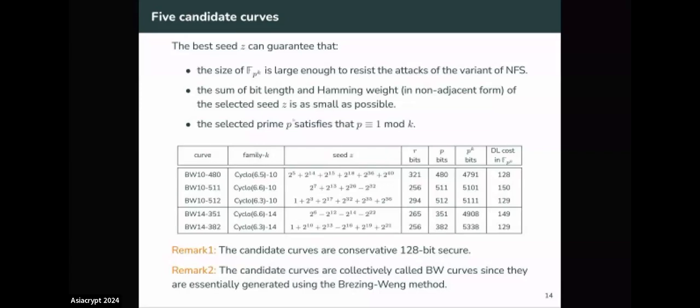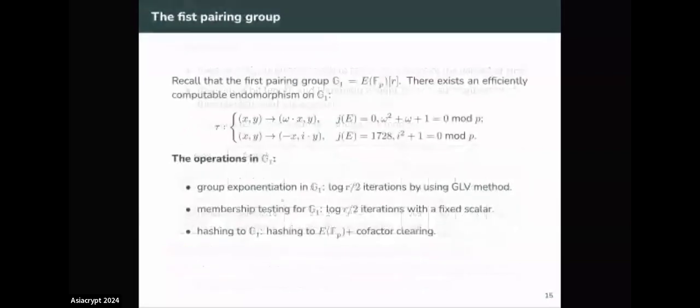Based on these restrictions, we find 5 pairing-friendly curves that can reach the 128-bit security level. In the following, we call these curves the CW curves. Now we consider the operations in G1. Recall that the group G1 is a subgroup of E over Fp, and there exists an efficiently computable endomorphism on the group G1.